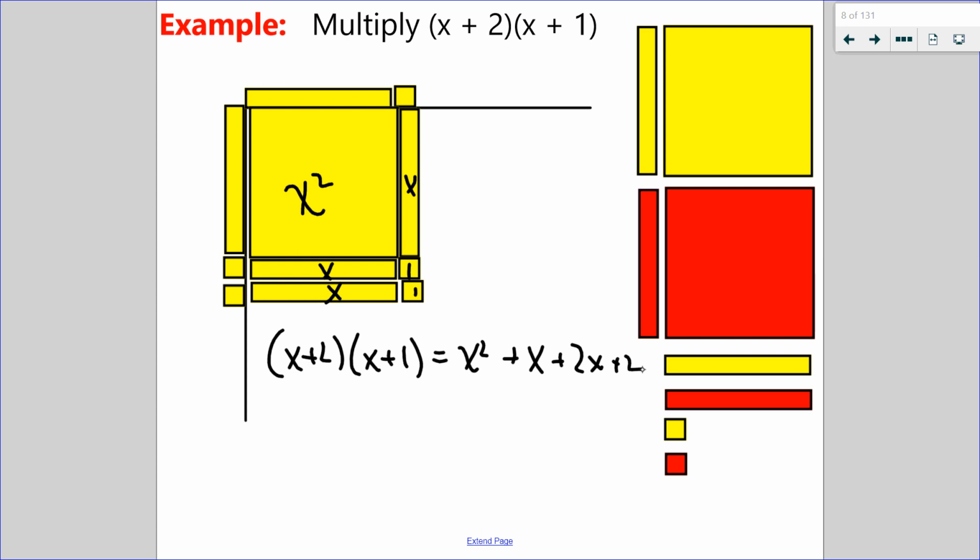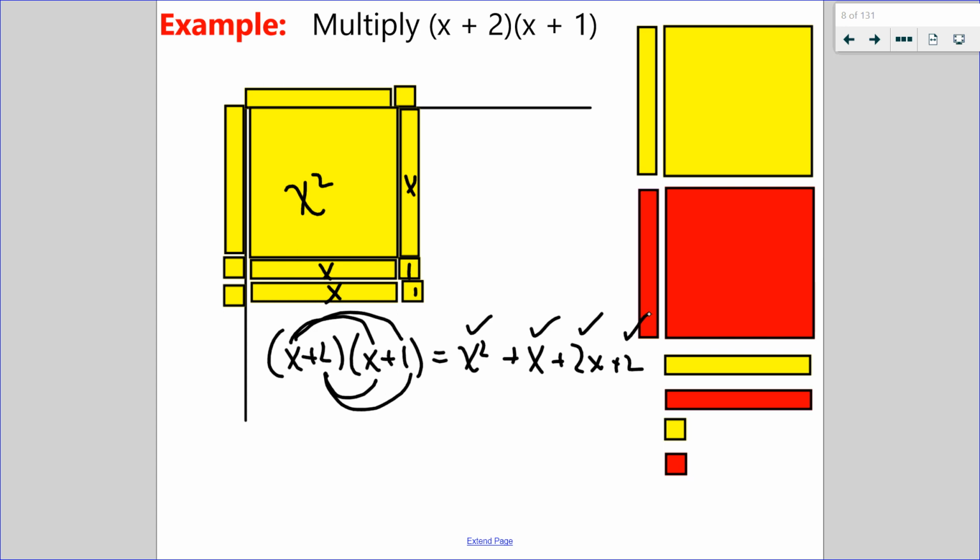This is like if I had the x on the outside, applying the distributive property, x times x, I would get x squared. X times 1, I would get x. But that's when I had a monomial. But now I have a binomial, so I'm just going to do that with the 2 as well. So 2 times x and 2 times 1. So it looks like when I have a binomial, I just applied the distributive property twice.